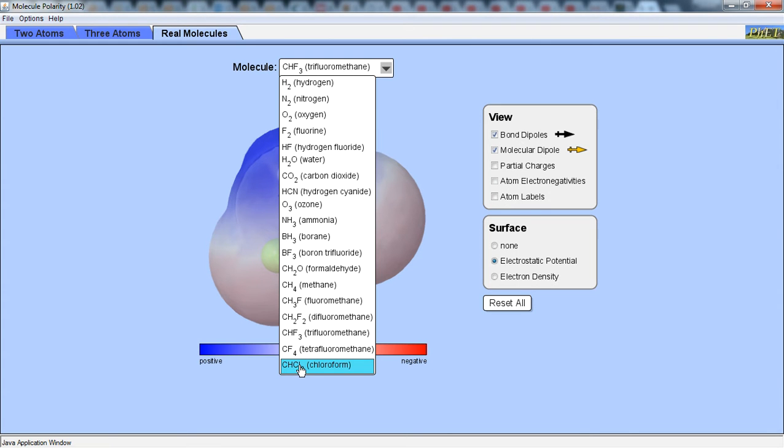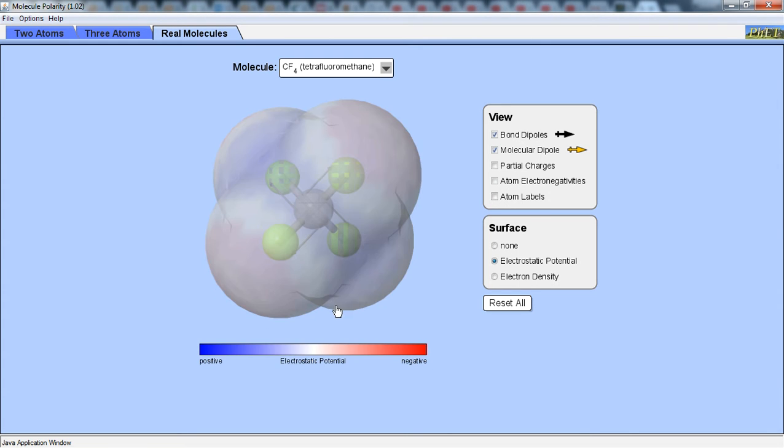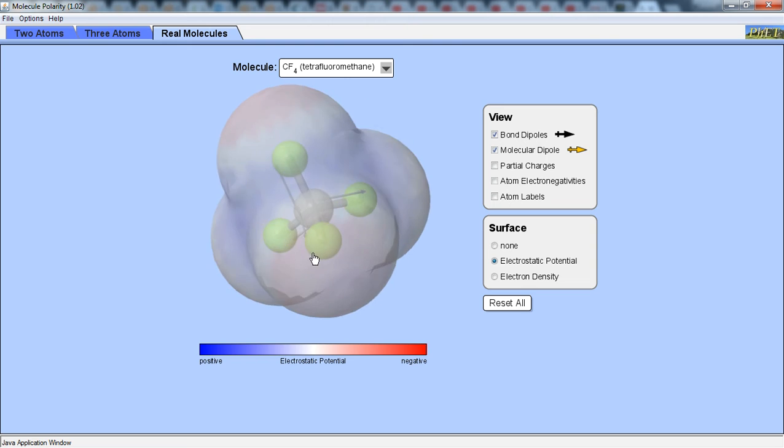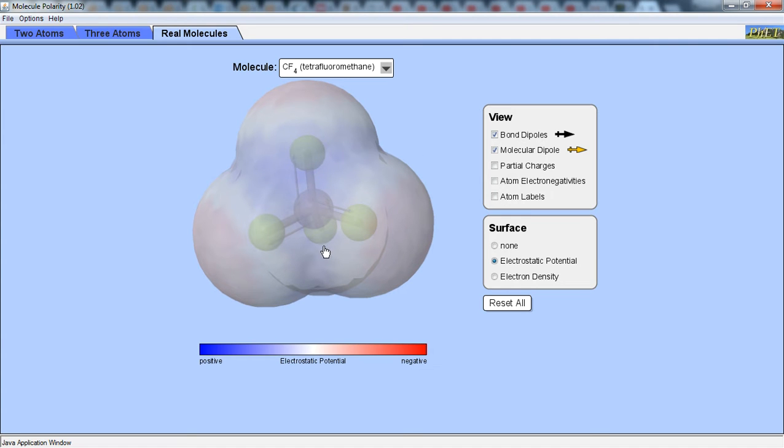And finally, I can go to CF4, and we get eventually this nonpolar molecule again, because those 4 fluorine atoms are distributed equally around there, so all the bond dipoles cancel out. So what I'm trying to show here is that the haloalkanes tend to be polar, unless, of course, all the atoms are the same and equally distributed.